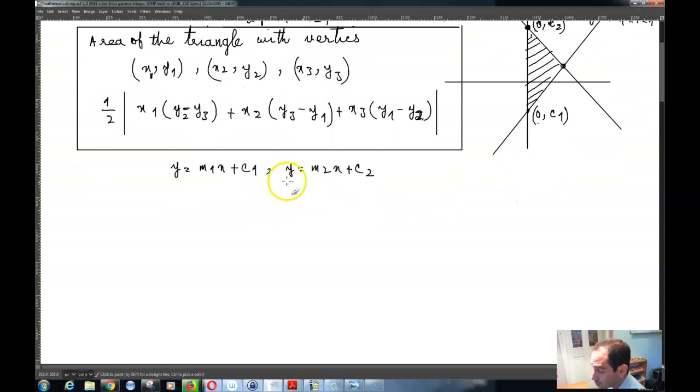So once you have these two lines over here, you can use the cross multiplication method, which I would like to go back and see what that was, but I have forgotten that.